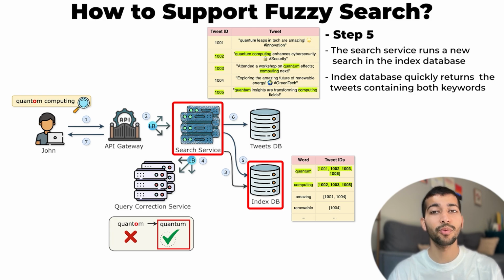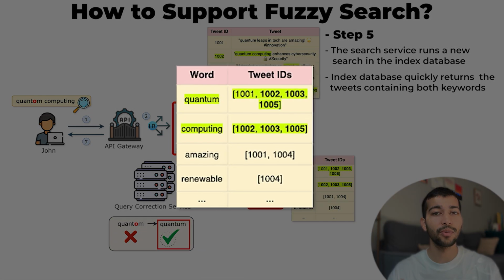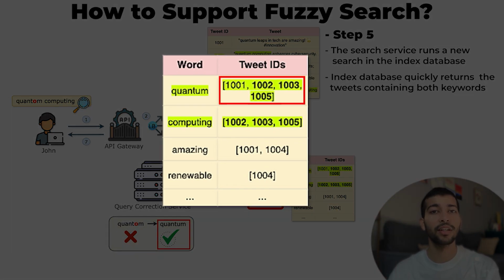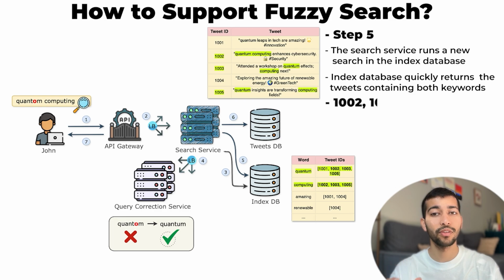The index database quickly returns the tweets containing both keywords, very similar to the way we have seen earlier. Quantum appears in tweets like 1001, 1002, 1003 and 1005, whereas computing appears in tweets like 1002, 1003 and 1005. As we have seen, we take the intersection of both these lists and we can find tweets 1002, 1003 and 1005 which contain both these words.